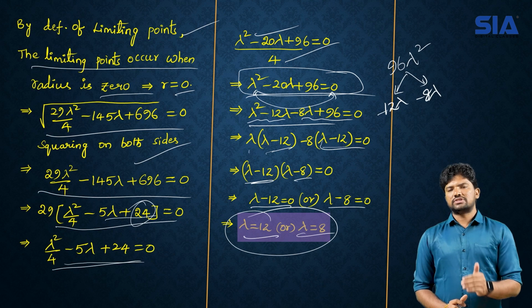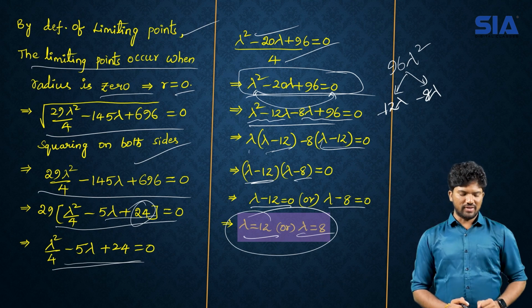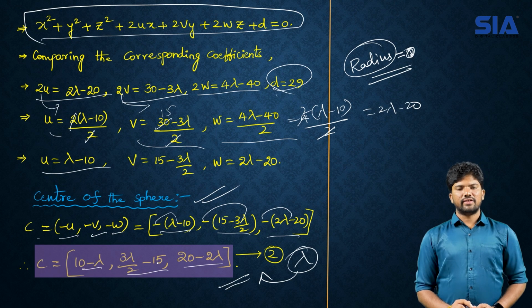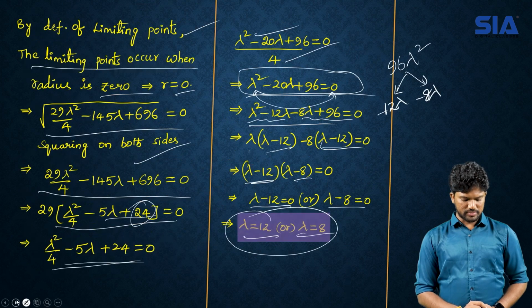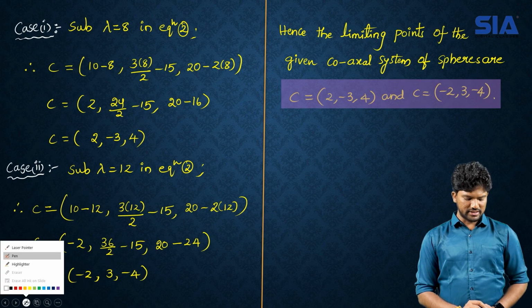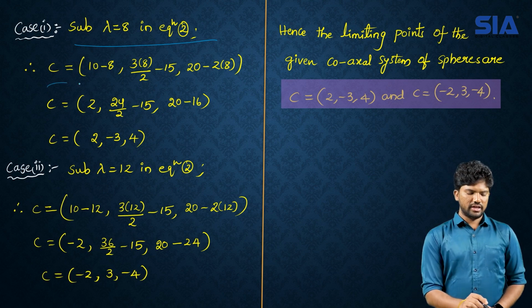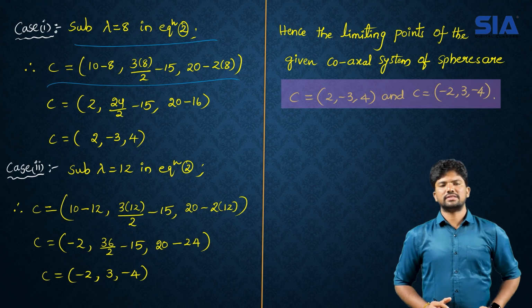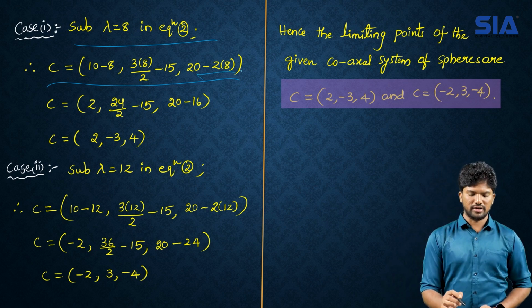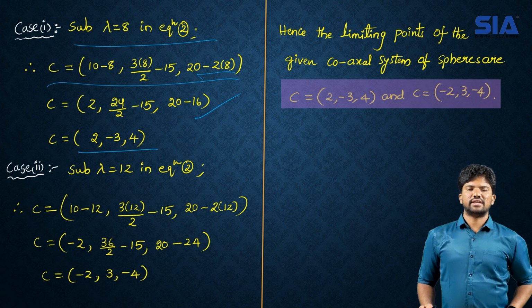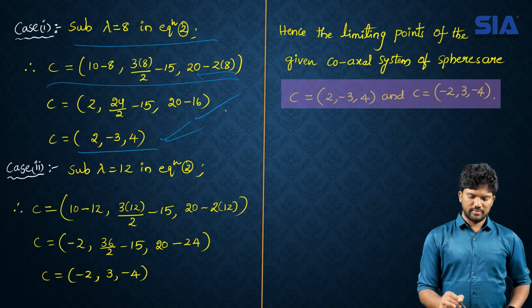Now it's time to substitute these two lambda values in equation number 2. What is equation number 2? This is the center of the given sphere. Okay, so in this center we substitute the values. Now substitute lambda is equal to 8 in equation number 2. Therefore C is equal to 10 minus 8, 3 into 8 by 2 minus 15, 20 minus 2 into 8. So 24 by 2, that means C is equal to 2, minus 3, 4. So that is the first limiting point.